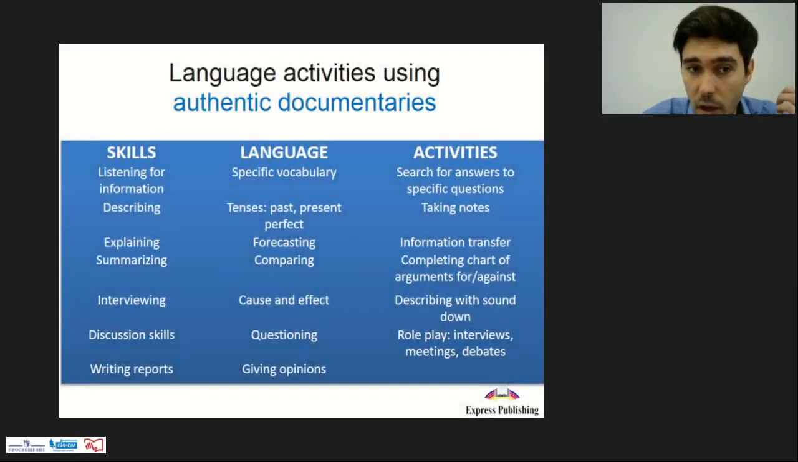And this can be some of the advantages of using these authentic documentaries. We can focus on skill, language, and different activities. So if we look at the different skills, we have a number of different skills that the students can develop by watching these specific videos. In terms of language, we have specific vocabulary, tenses, questioning, giving opinions, and lots of different activities that the videos can be used for.